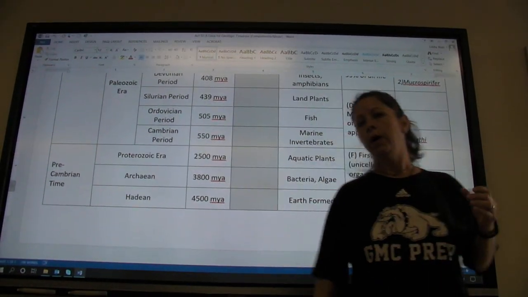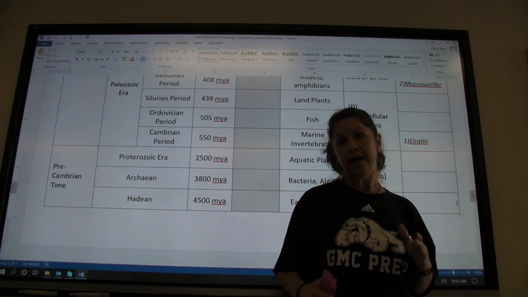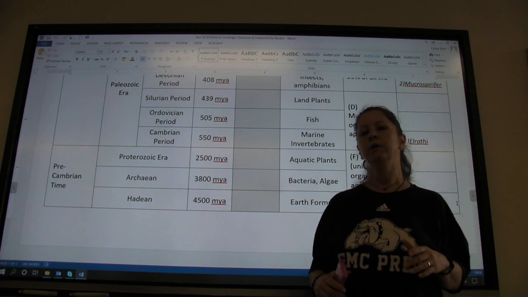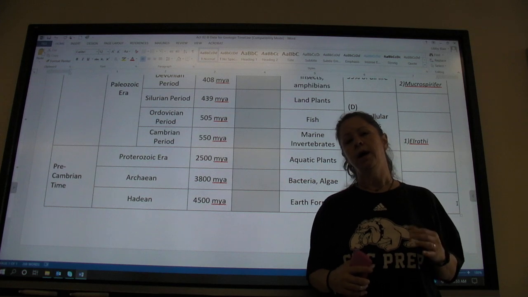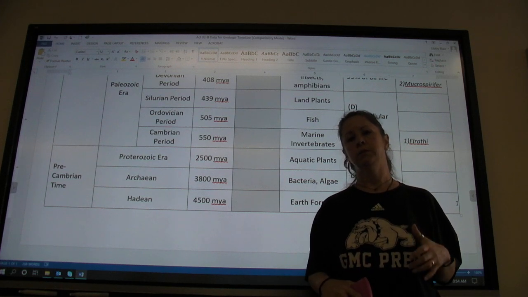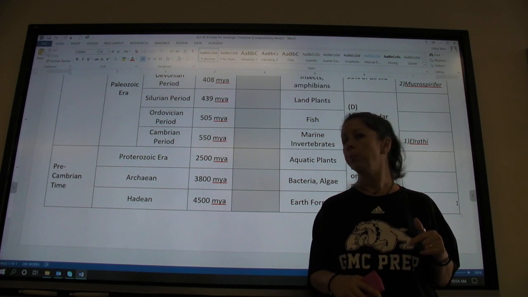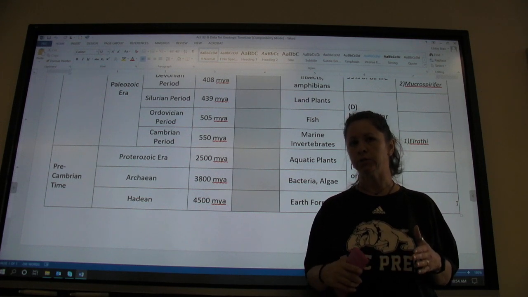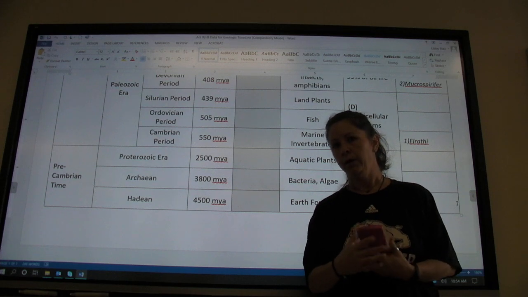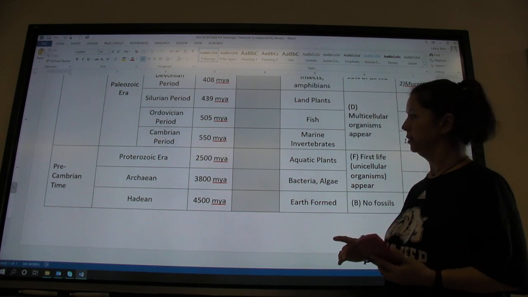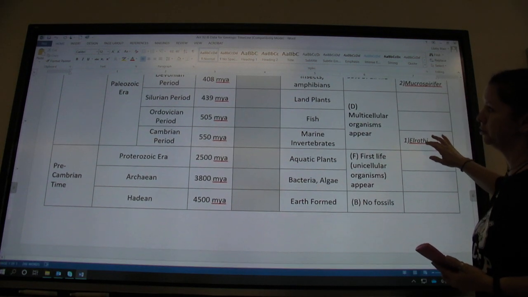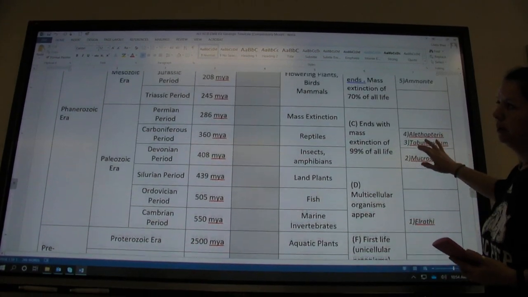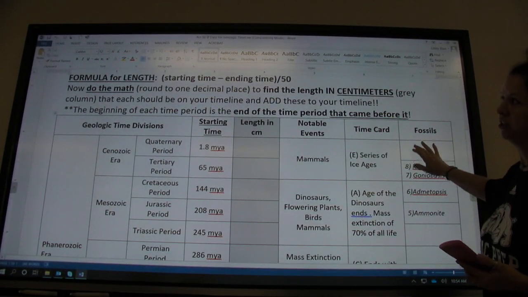Okay, so apologize ahead of time if this video is a little bit shaky. I'm going to be moving the camera around some to show you a couple of different things about doing your actual timeline, creating it. All right, so just as a reminder, this is the data table that you're going to be working with. All right, you'll have this sheet.